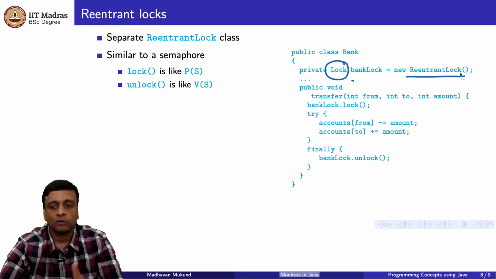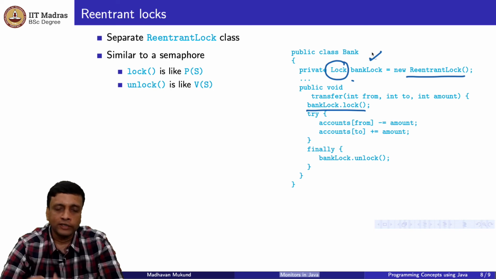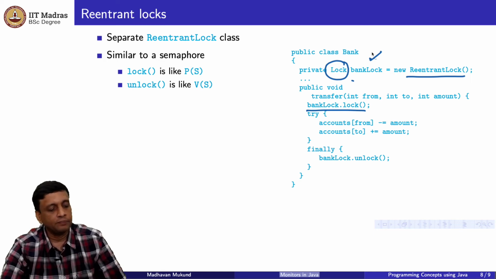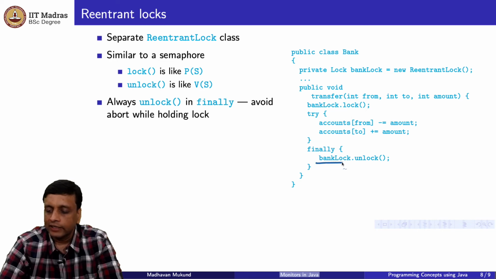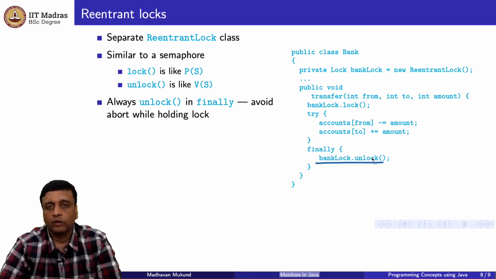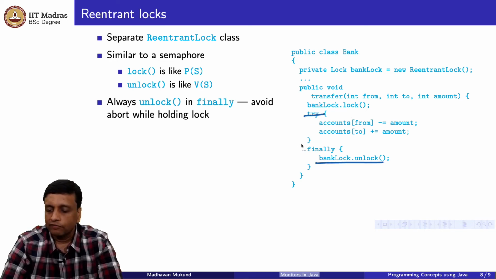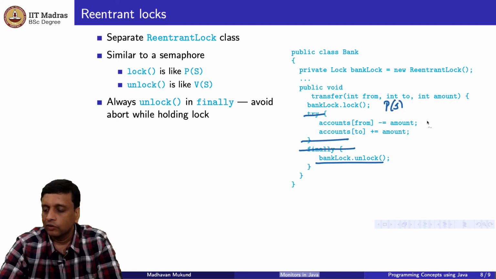Any thread that wants to do transfer has to first lock this bank lock. And if one process is already using bank lock, then this bank lock is not available, so it has to wait. So there will be again a queue associated with this, okay? Now we will finish this, and then finally we will unlock. Now you would normally just do this if it is a semaphore, so this is like P of S, do your code and then do a V of S.